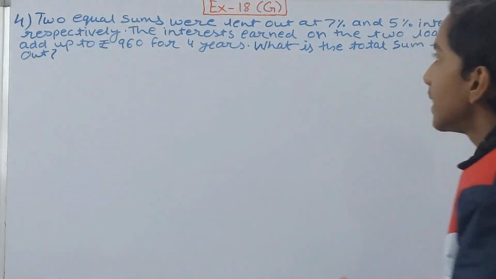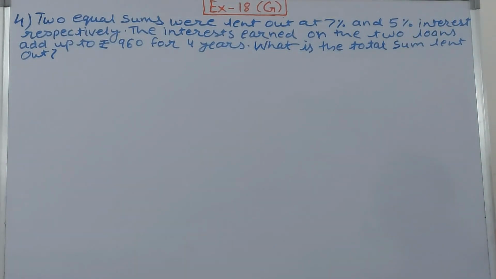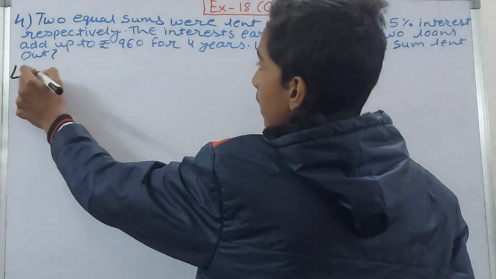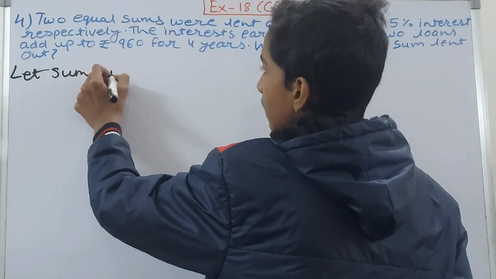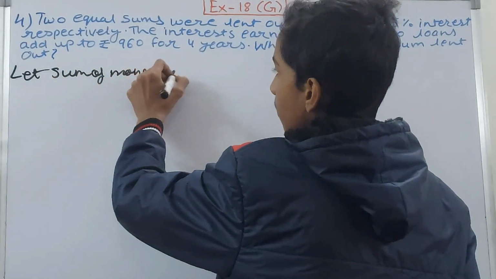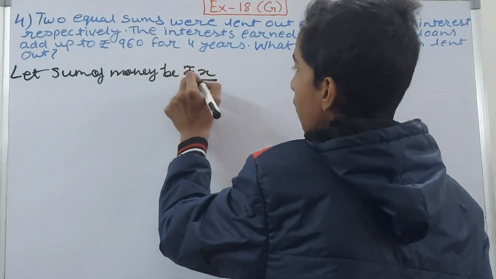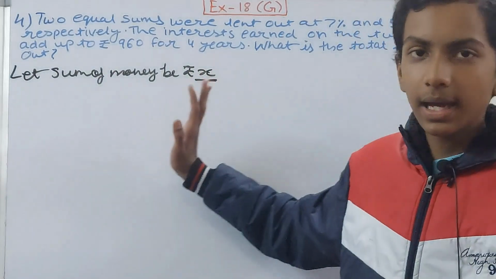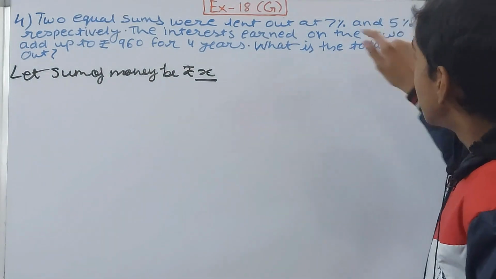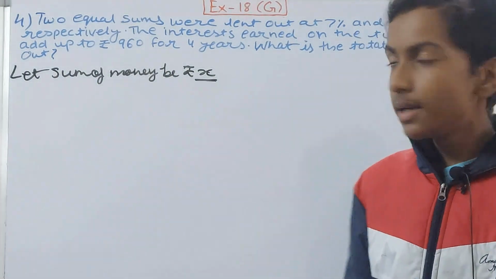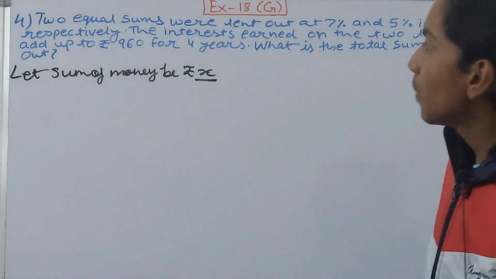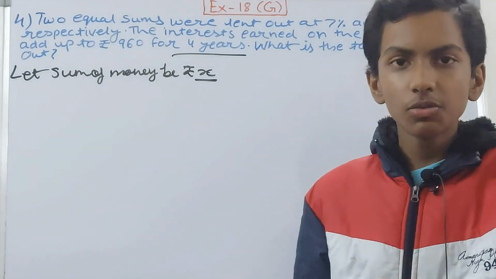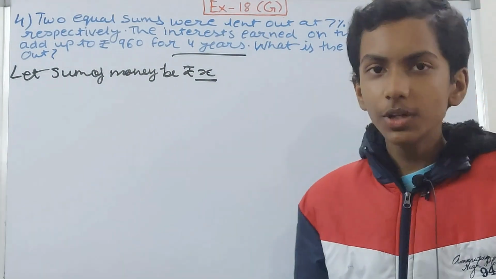Now see here that it says were lent out at 7% and 5% interest respectively. First of all, let the sum of money be rupees x. This is the sum of money and this we have assumed. Now it is being lent out at two different rates. One is 7%, the other is 5%, and the time that is given is what? Read the question and you will find it is 4 years. So this is your time, because no other time is given, so we will take this only into consideration. So 4 years is our time.